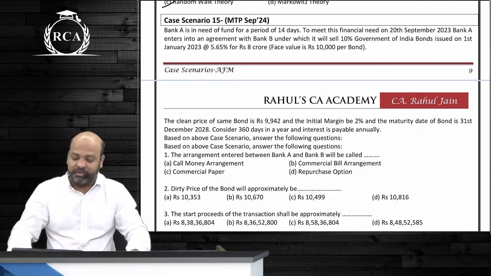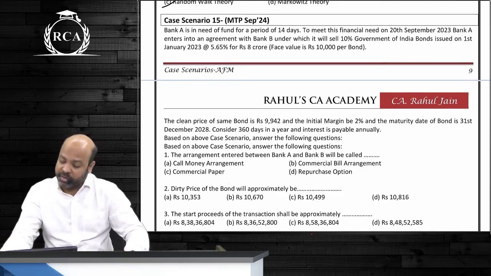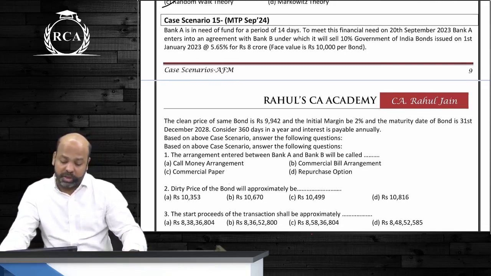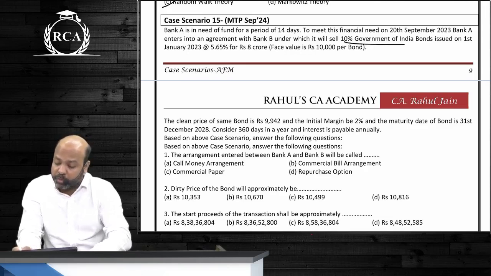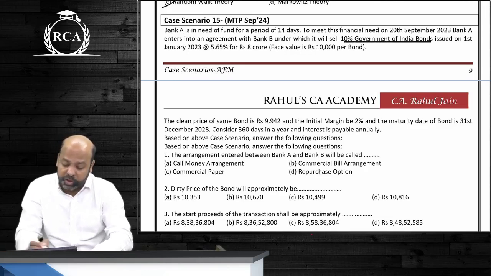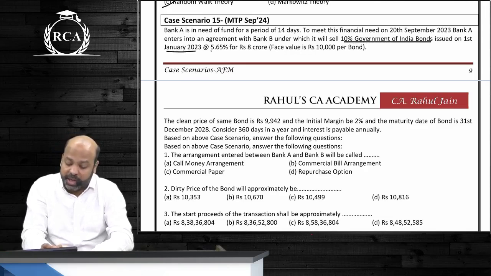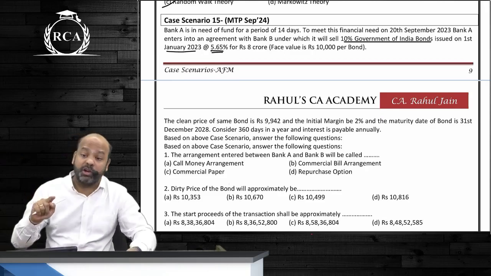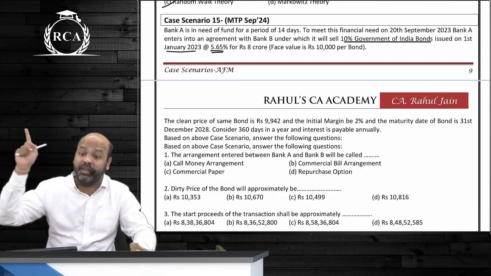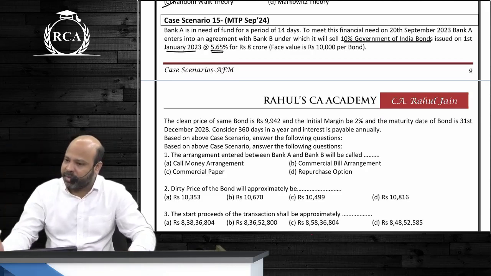Bank A is in need of funds for a period of 14 days. To meet this financial need on 20th September 2023, Bank A enters into an agreement with Bank B under which it will sell 10% government bonds issued on 1st Jan 2023 at 5.65%. 10% is the coupon rate of the government bonds. The repo interest rate is 5.65%.